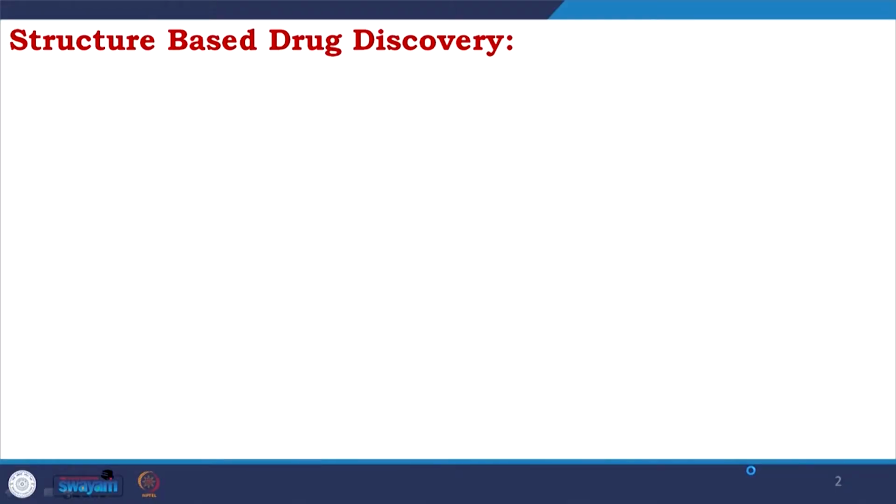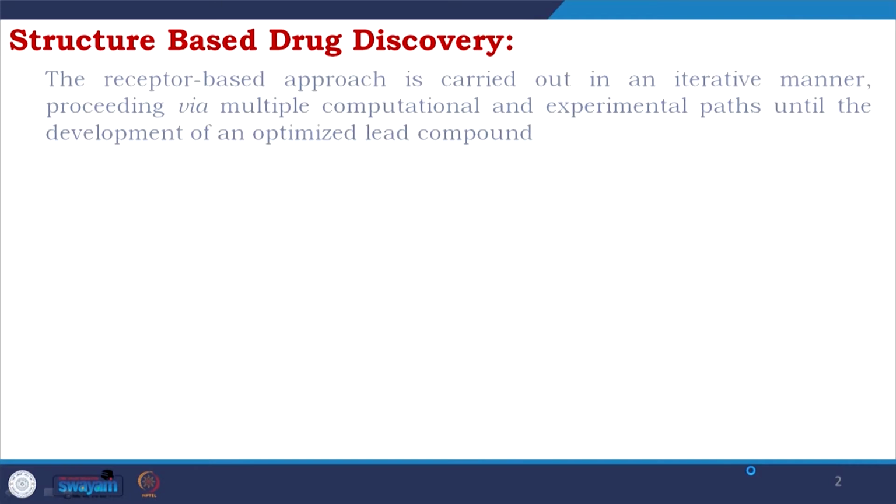Today we will put more emphasis on structure based drug discovery, which we are continuing from the last class. So, the receptor based approach is carried out in an iterative manner, proceeding via multiple computational and experimental paths until the development of an optimized lead compound happens.